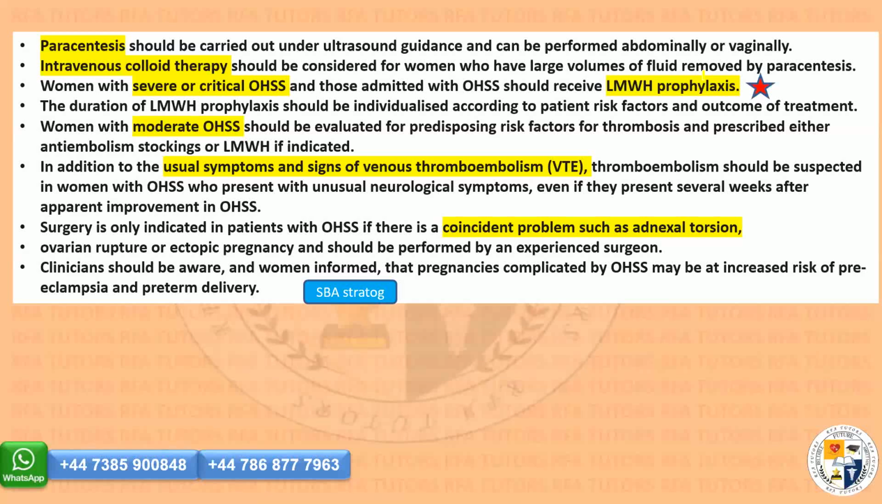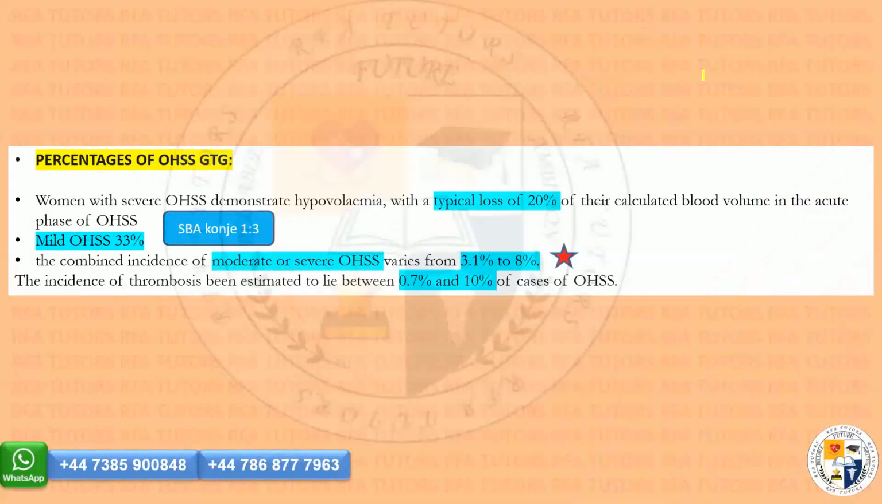So again, I'll open the notes and I'll highlight, okay, these are the exam tested questions. The moderate to severe OHSS 3.1 to 8% has been coming in 2020, 21. Even in the recent exam, they asked this percentage. So I'll put a star on this. When you're doing your revision, you will know all the books' recommendations and the exam questions. You would be knowing everything, so that would all be important.